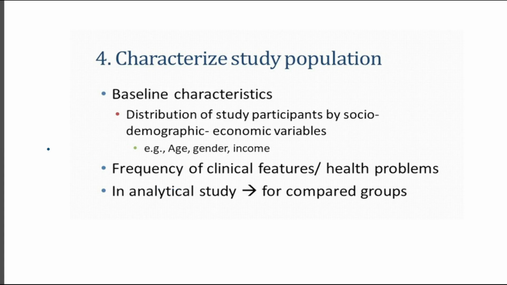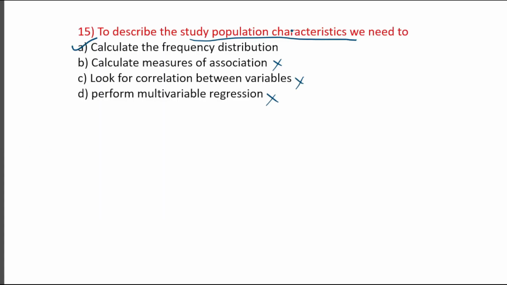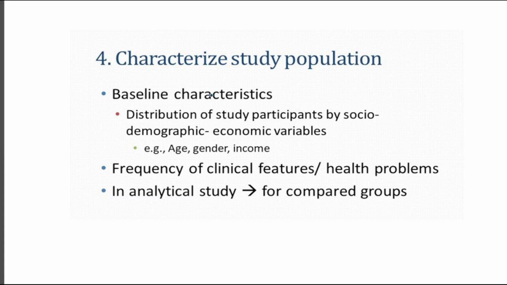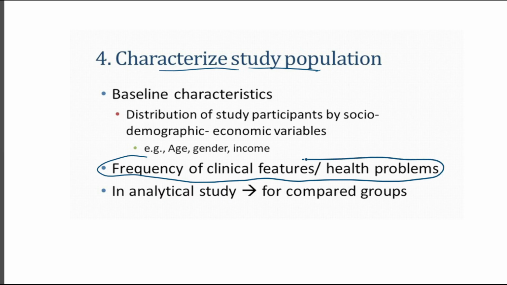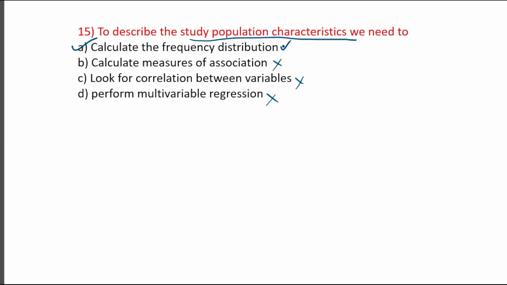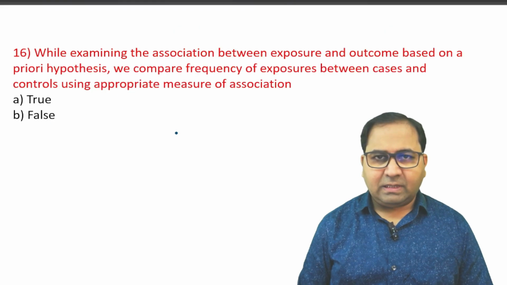Information given in this chart: as per the question, that is study population characterization, the frequency of clinical features and health problems is mentioned here. So this was our answer, frequency distribution. Now you can remember the answer easily. Let us see the next question.